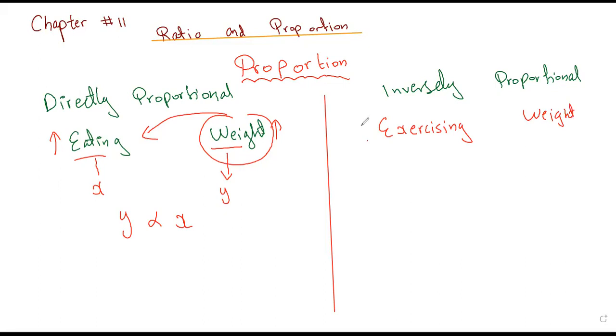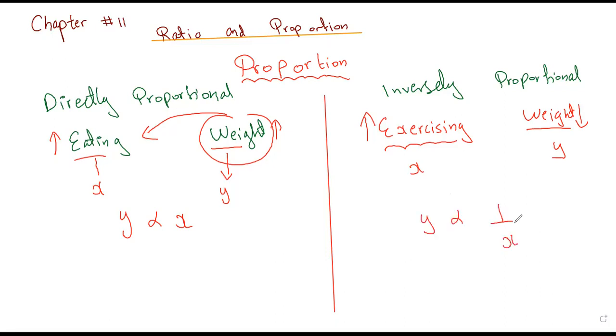If I exercise more, my weight would be less, right? I'm just giving you an example, okay? So if I exercise more, my weight would be less. If I exercise less, my weight would be more. And again, weight is depending on exercising. So weight would be y and exercising would be x. This time, y is inversely proportional to x, okay?